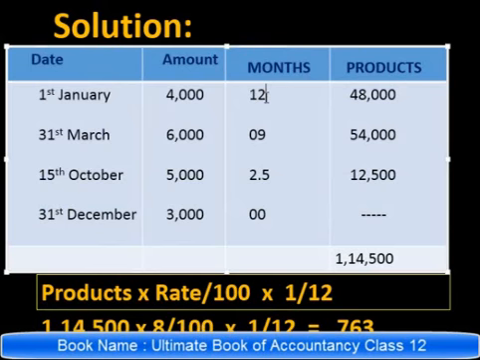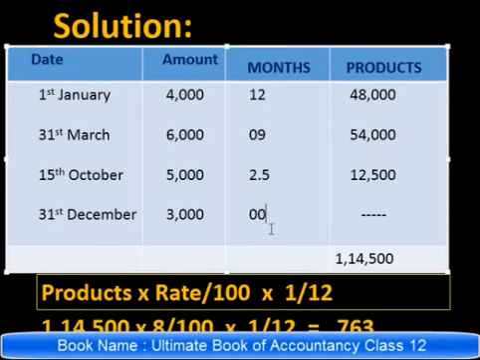After writing 12 months here, I am calculating now. The second drawing is made on 31st March. So from 31st March to 31st December there are 9 months. The third drawing is made on 15th October. From 15th October to 31st December there are 2.5 months, as you can see here, 2.5. And the last drawing is made on 31st December. It means after that there is no time, because on 31st December we are closing our accounts.